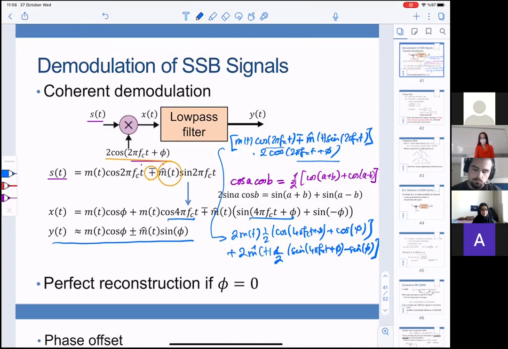Notice that because of this negative sign here, the plus and minus have switched places. And also notice that if phi is close to 0, then the second term is negligible, which would mean we would have perfect reconstruction. So if there's no phase offset, we will have perfect reconstruction. Any questions so far? All right.